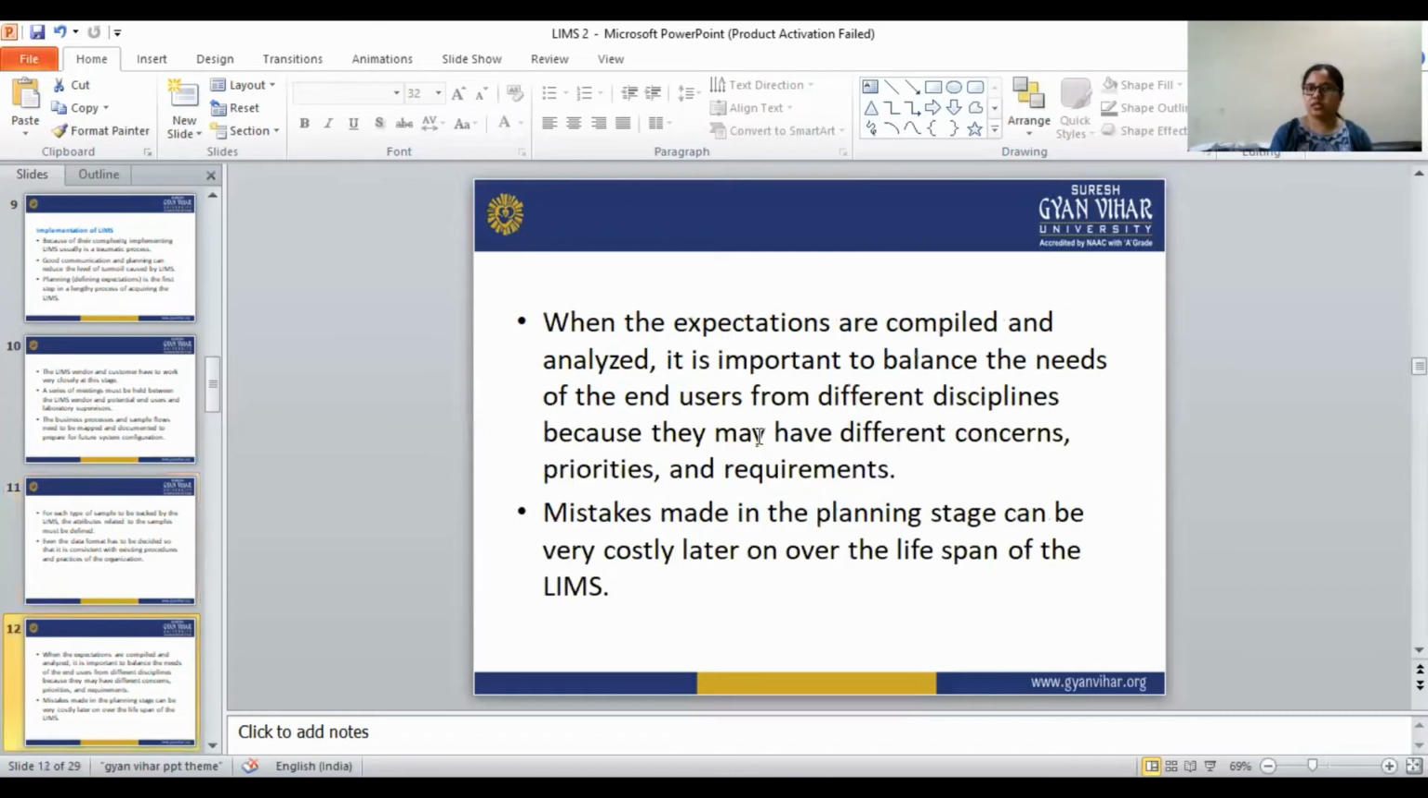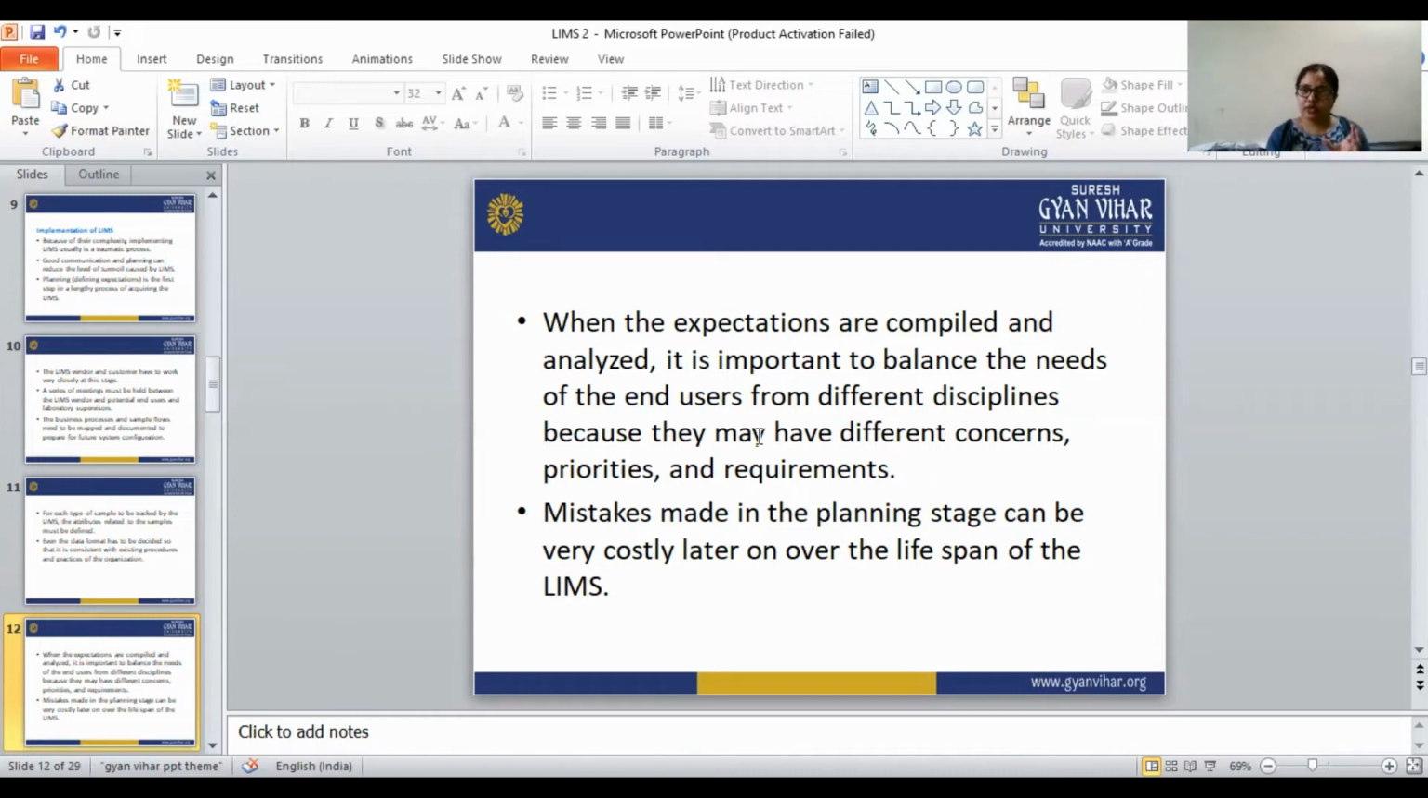The customer explains their expectations to the vendors. What the vendors do is compile all the expectations of the customer first, and after that compilation, they have to analyze all the expectations. So analysis and compilation are very important. It is important to balance the needs of the end users from the different disciplines.